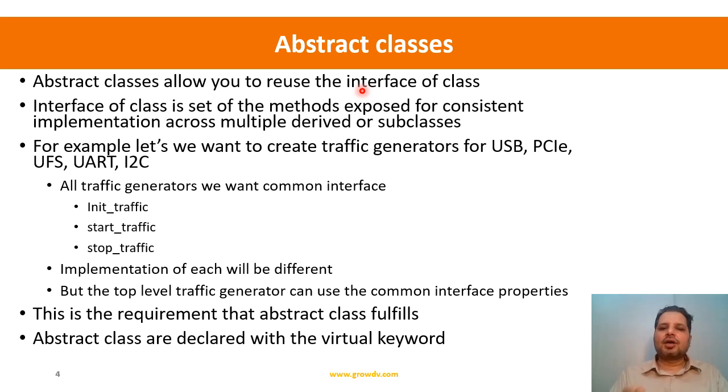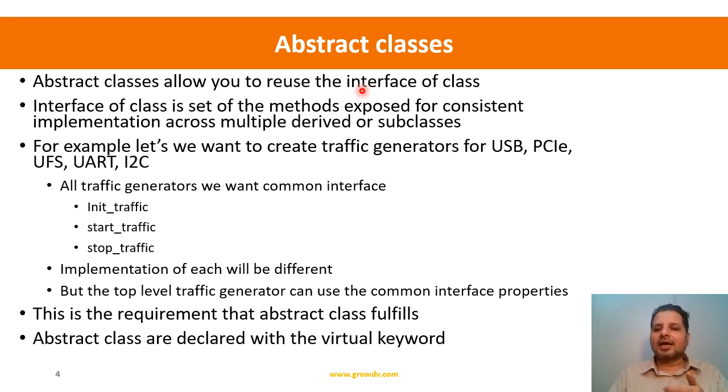So what I want is a common interface. Let's say, in this case, a very simple one. I can say init traffic, and I can pass some parameters to say how much traffic that particular traffic generator needs to generate. Then I'll say start traffic, it will start generating the traffic, and then I'll say stop traffic, and it will stop generating the traffic, right? So now this is the consistent interface that I want every one of my low level traffic generators to implement.